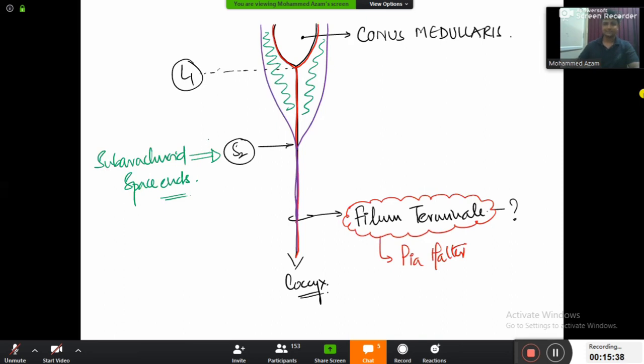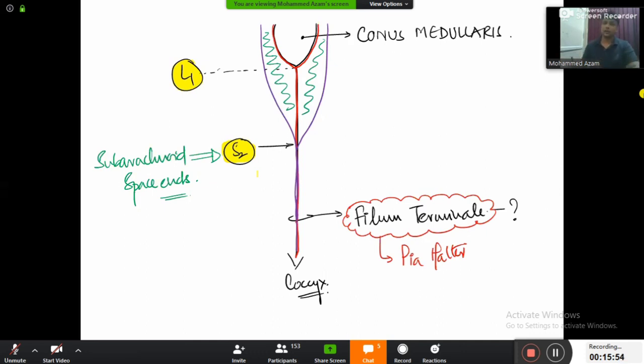Perfect. So you've got to remember these landmarks. Landmark number one, spinal cord is ending at the level of L1, guys. And landmark number two, the subarachnoid space is ending at the level of S2. And where is arachnoid and dura mater joining?